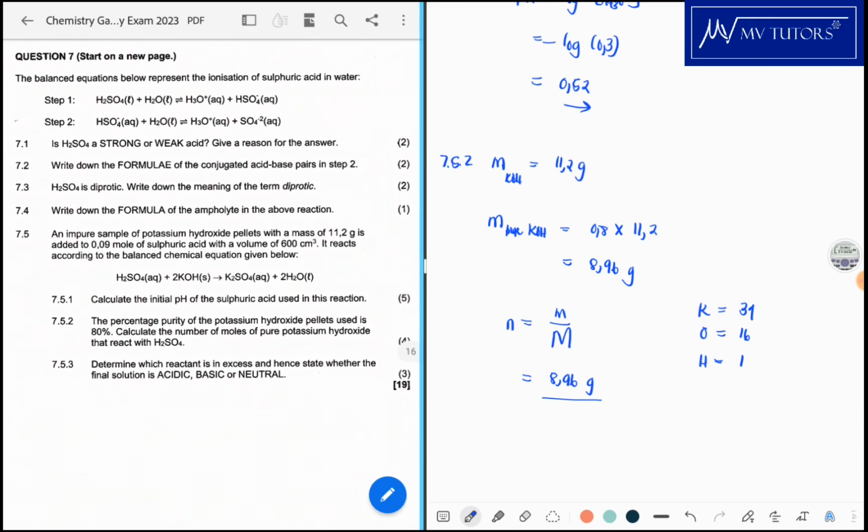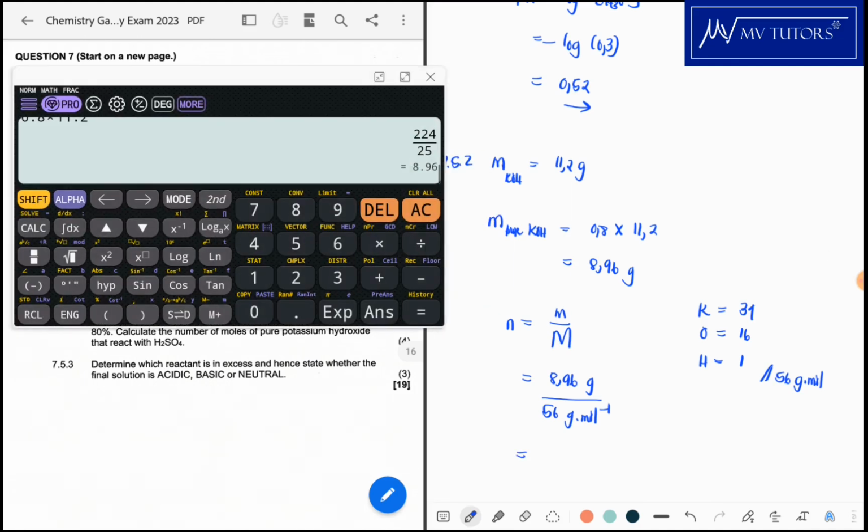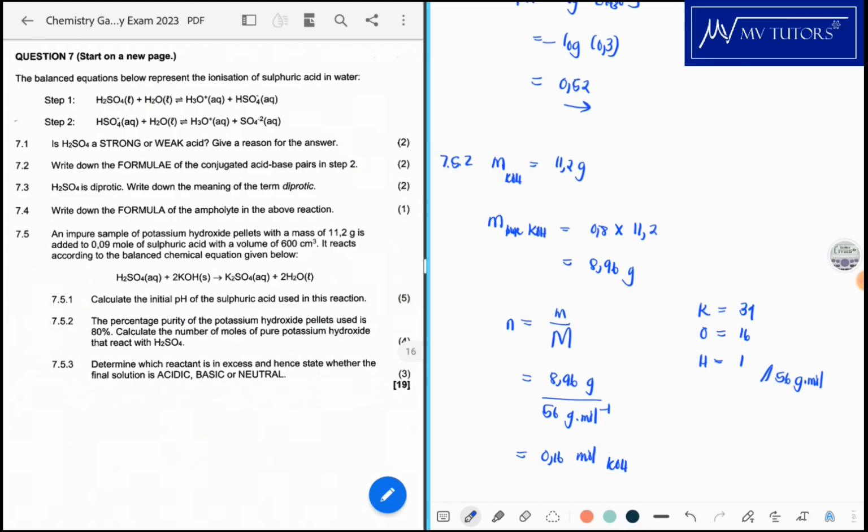So we have a molar mass of 56 grams per mole. Now if I take 8.96 and divide it by 56, I get a value of 0.16 mole of pure potassium hydroxide. They want us to calculate the number of moles that react, so these are the number of moles that react with sulfuric acid.